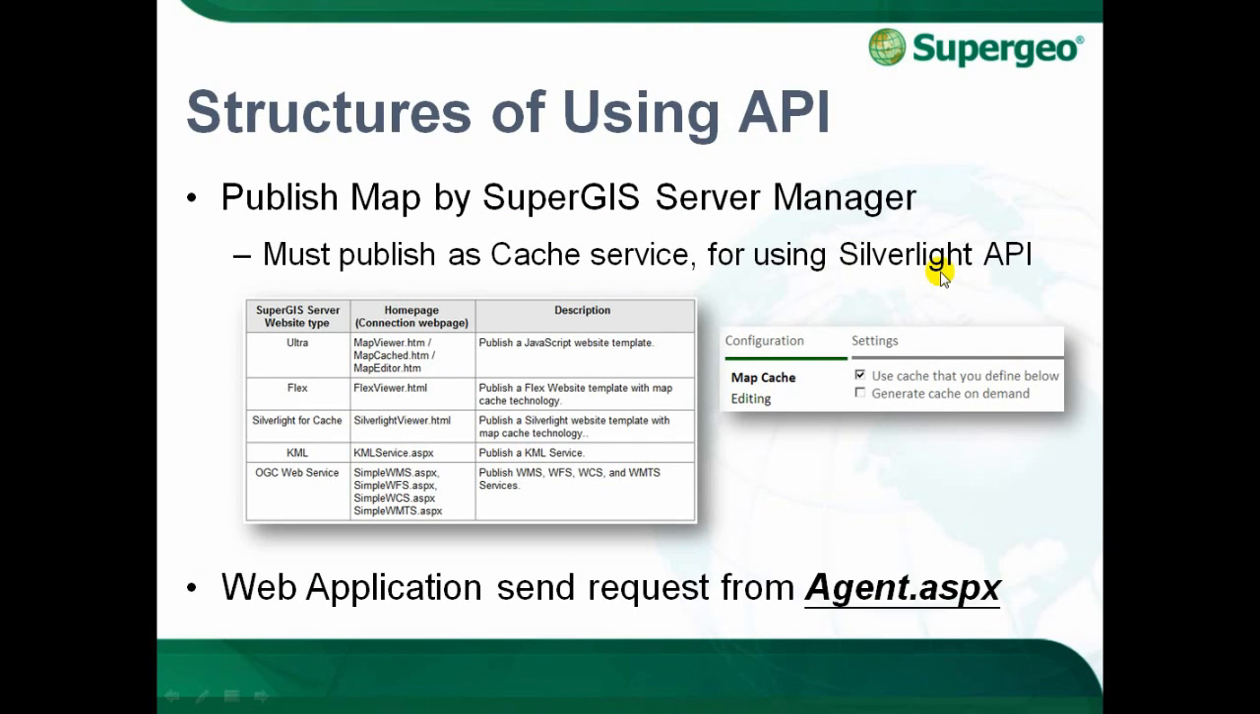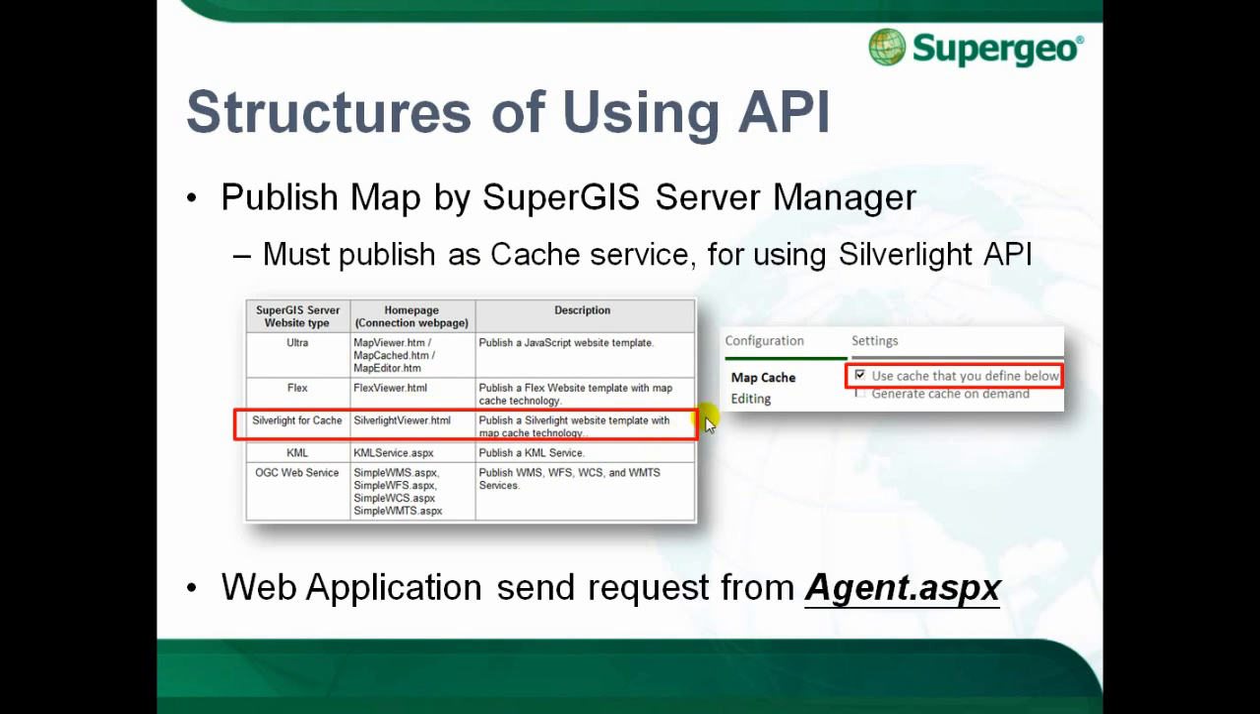And moving to the second part, the structure of using our Silverlight API is, once you publish the map by our SuperGIS Server Manager, remember you must publish a map service as a cache service, this one. There's a description in our user menu here, this one. For Silverlight, you need to use the cache service.